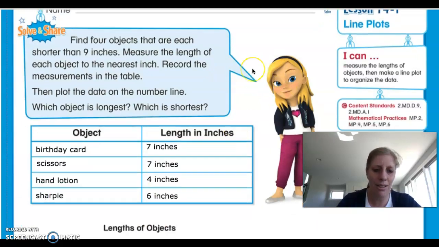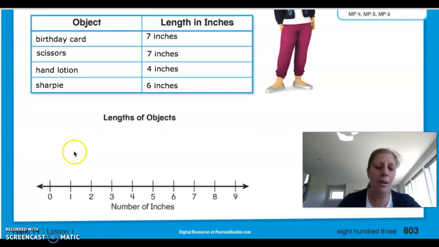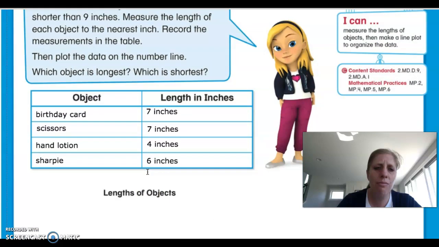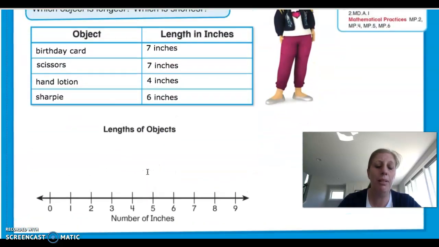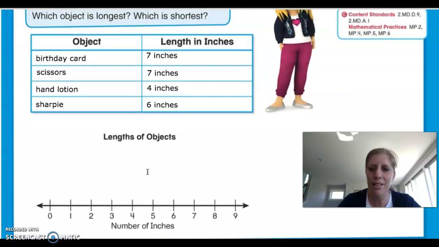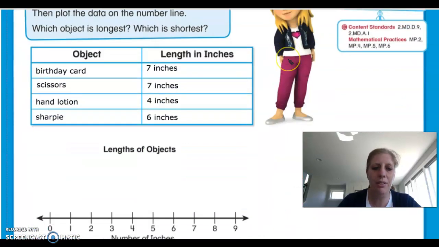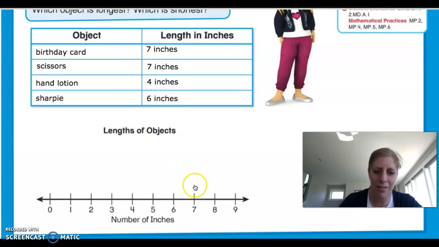All right, now I'm going to take this data and put it on my number line. I thought it was called a line plot. Number line. Okay, so I'm going to use my pen and draw X's. The birthday card was 7 inches, so I'm going to put an X right here above 7 inches. That's the birthday card. Then the scissors is 7 inches. The hand lotion is 4, and the Sharpie is 6.